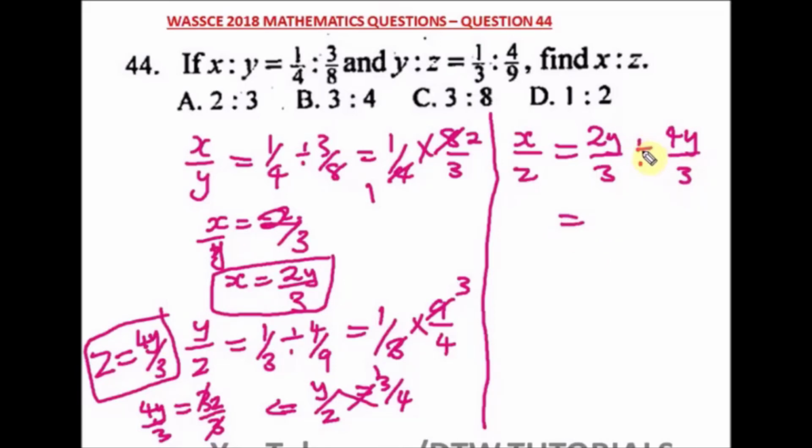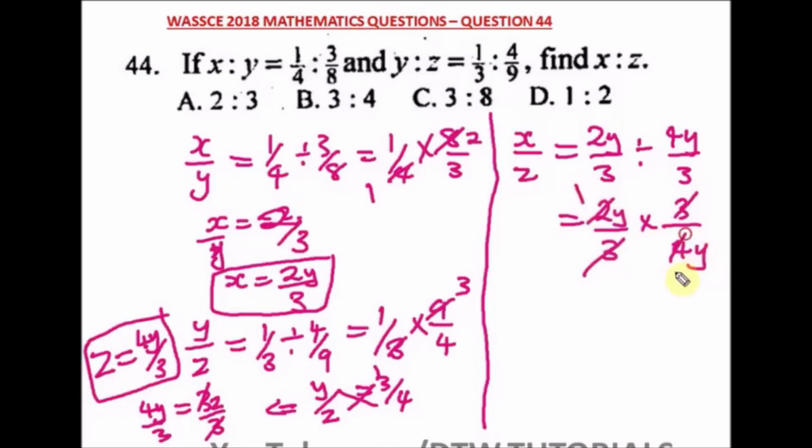So from here, we have to change this sign to multiplication sign. In changing this, we invert this. You have to invert what? Your right hand side. So 2y divided by 3 times what? 3 over 4y. So 3 will cancel out 3.